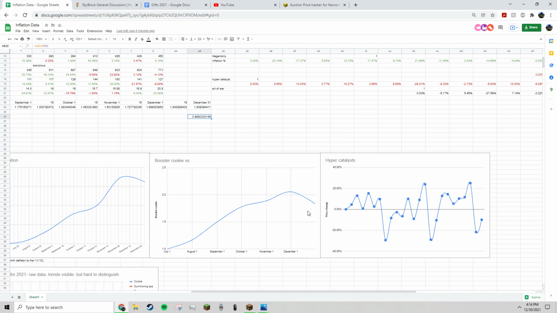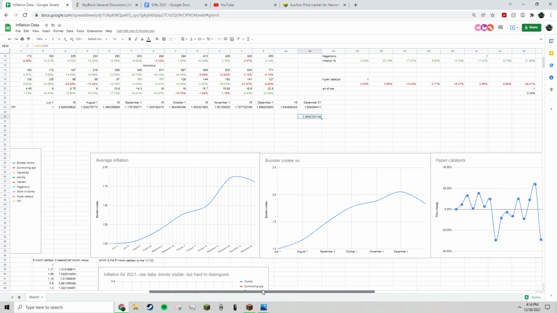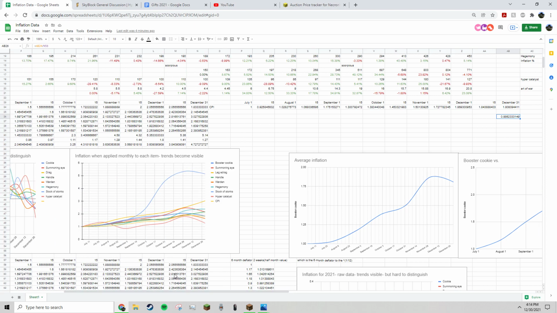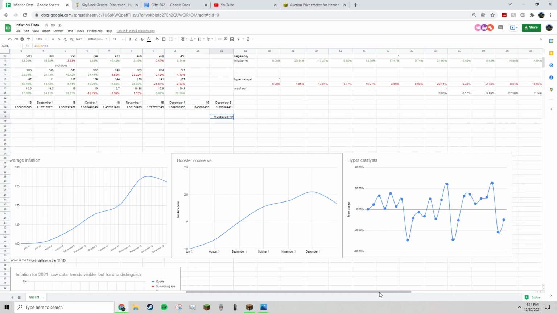It wasn't all just because of people buying cookies for Christmas, which is what a lot of people thought, because if you look, a lot of items have been going down for more than just Christmas. So, yeah, it was an influx of coins for duping, and it's been slowing down since then.